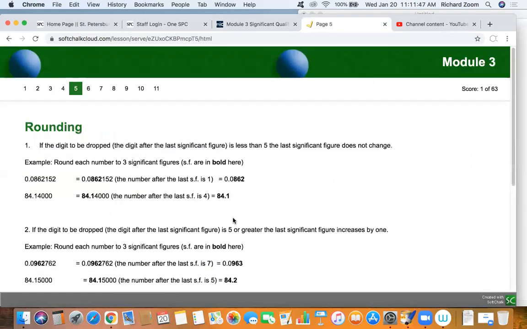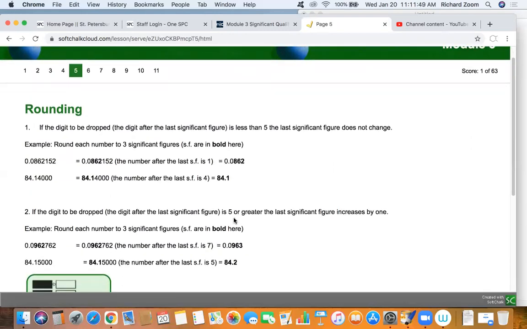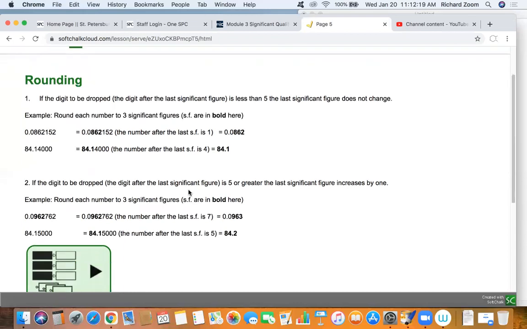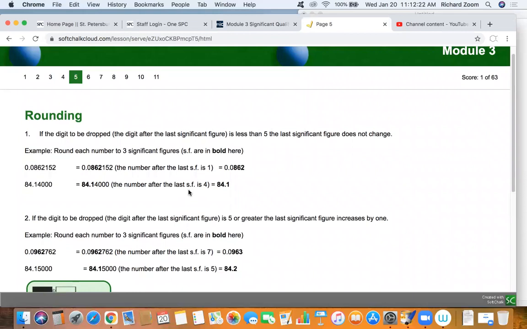Then we've got certain rules for rounding. If we had this number here, 0.086215, we want to round it to 3 significant figures. You count out to the third significant figure, which is the 2. Remember, the leading zeros aren't significant. Then you look at the next digit. If the next digit is 4 or less, we leave it the way it is. If it's 5 or more, then we put it up by 1. So if that was a 5, then 0.0863 would be the rounded result. It's just standard rounding rules that we're looking for here.